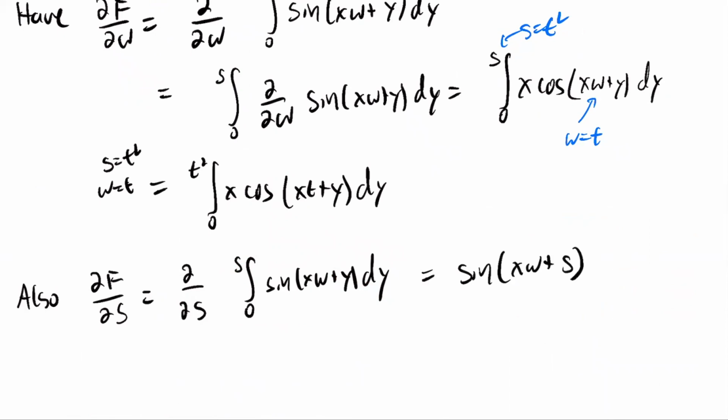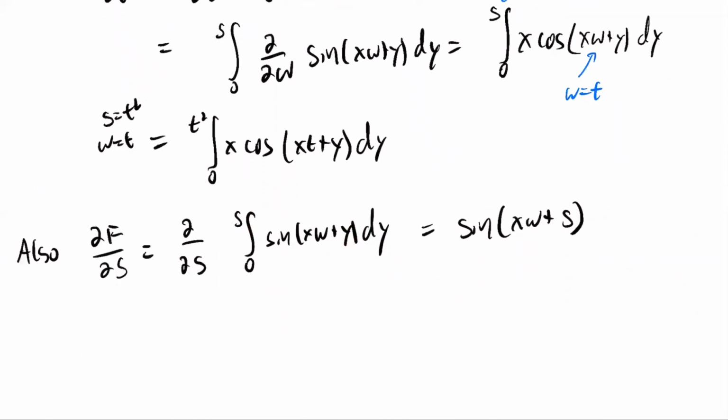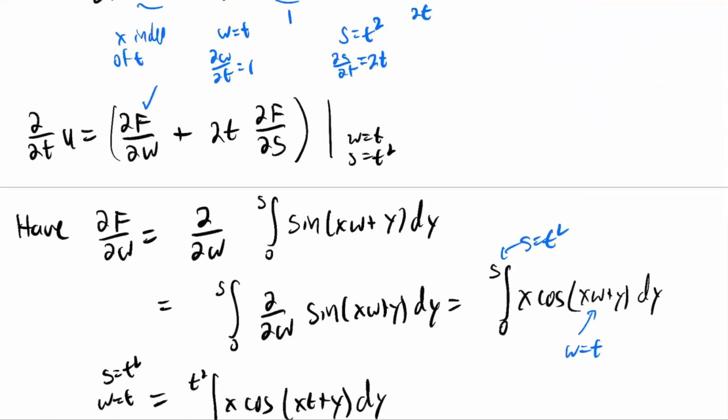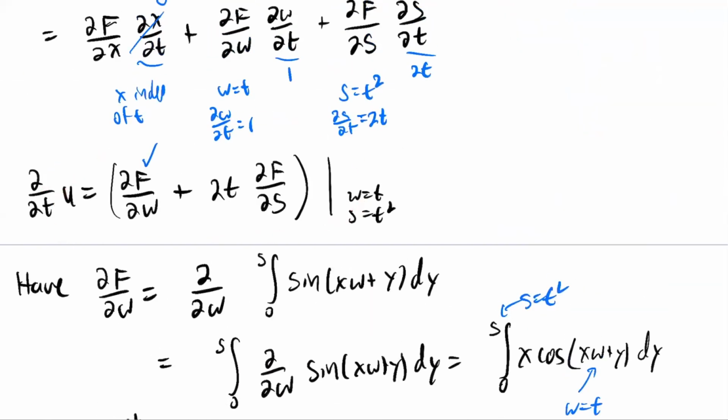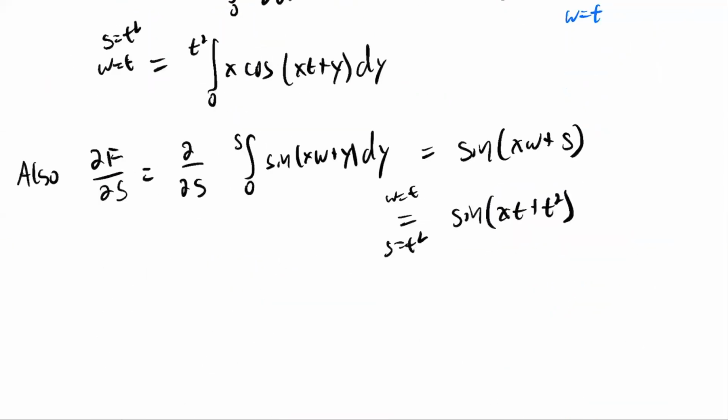In particular, the fundamental theorem of calculus says that this derivative is exactly equal to the function that's inside the integral with y replaced by s, which is what I have here. Now again, setting w equal to t and s equal to t squared, this gives me sine of xt plus t squared. And so this is what df/ds is equal to evaluated at these particular points. And so now we're basically done. Let me just plug them in up here.